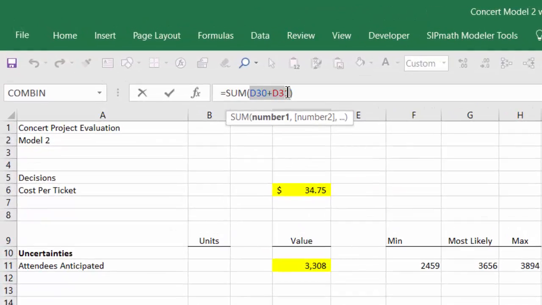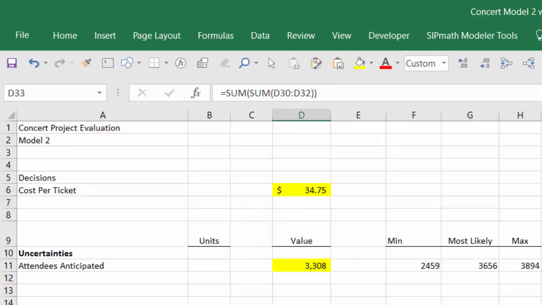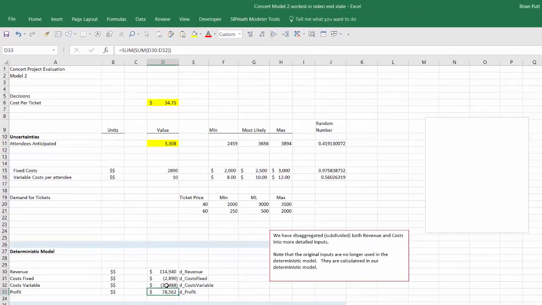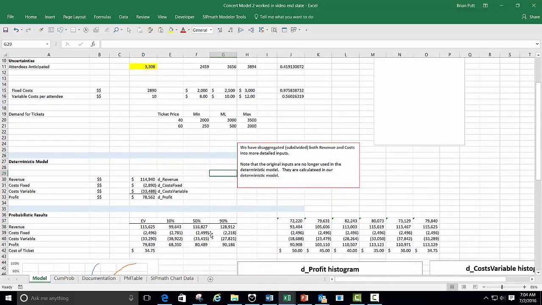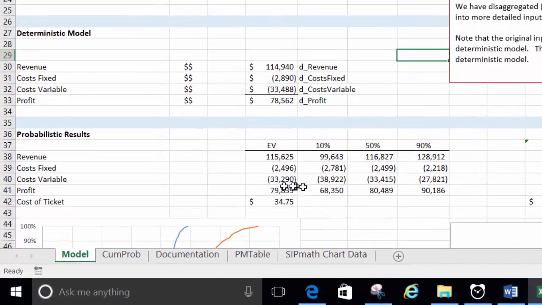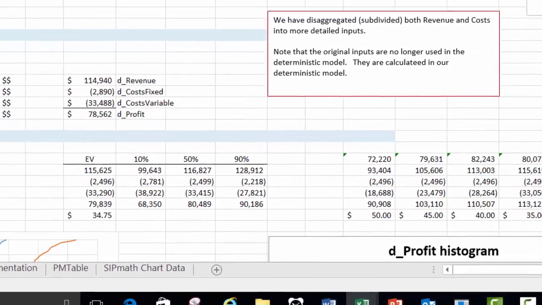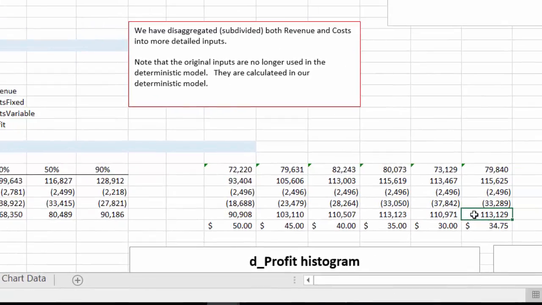We'll change this to a sum command of the three previous cells. Now our profit is $78,562. SIPmath has automatically recalculated our distribution, and we see that down here. The expected value is now $79,839, where previously it was $113,129.